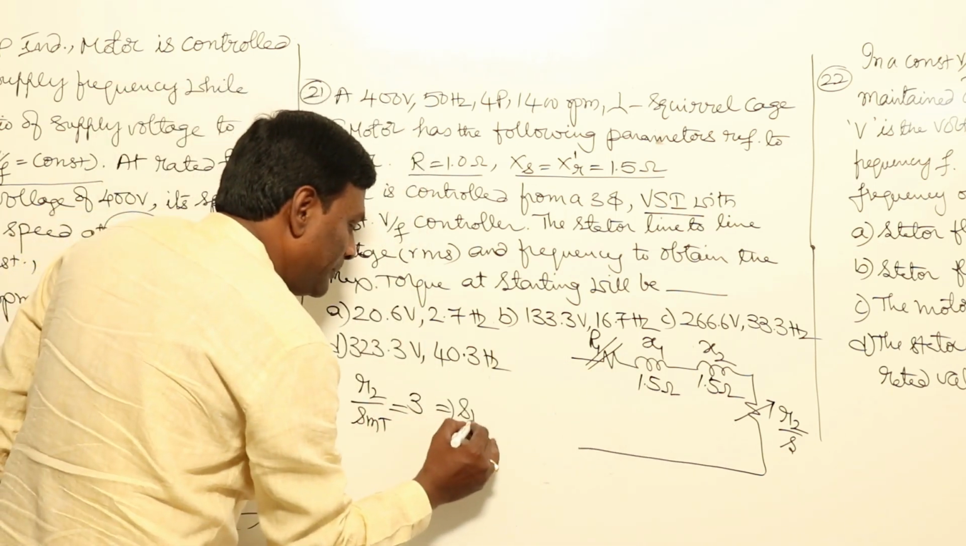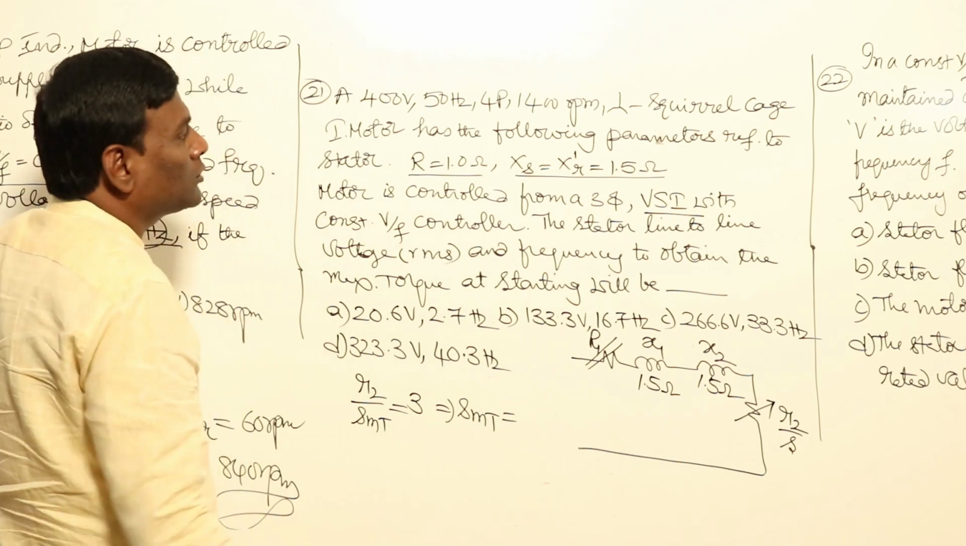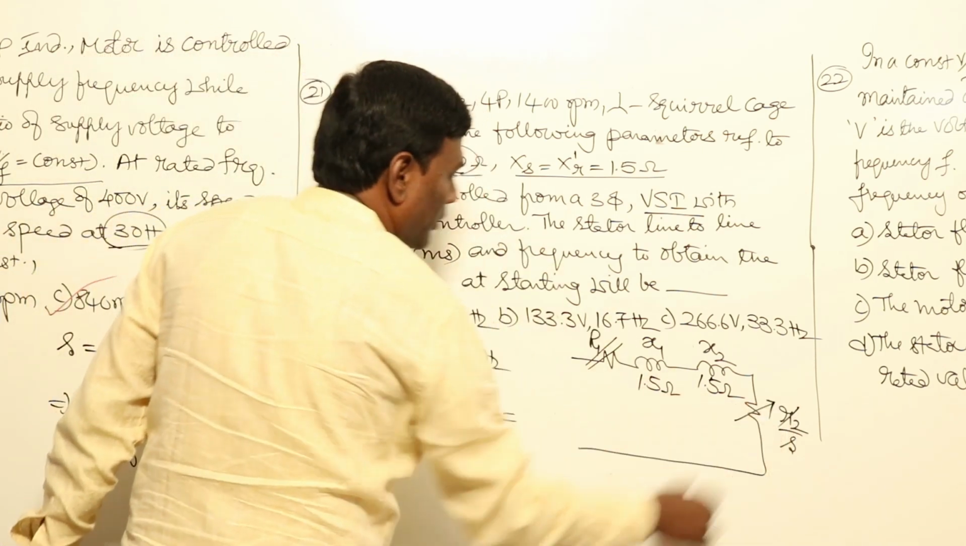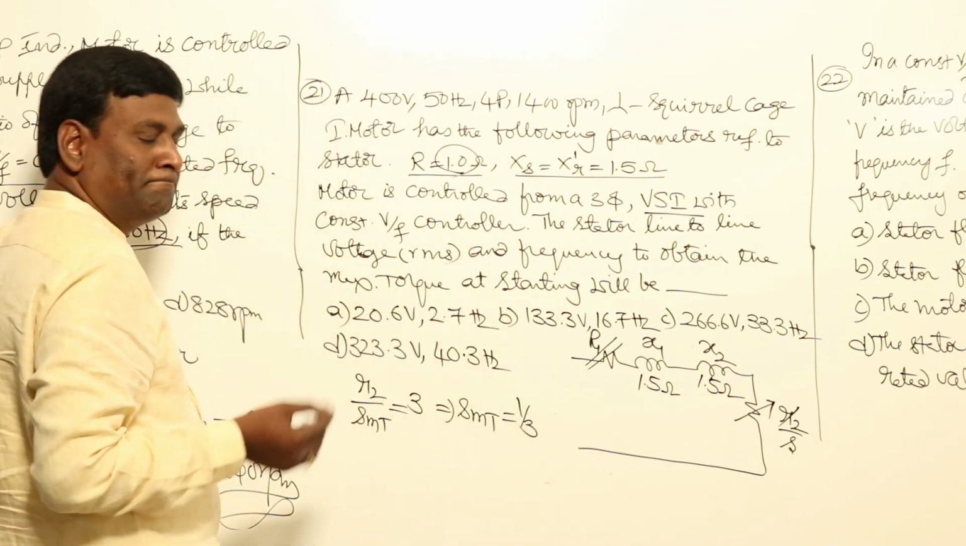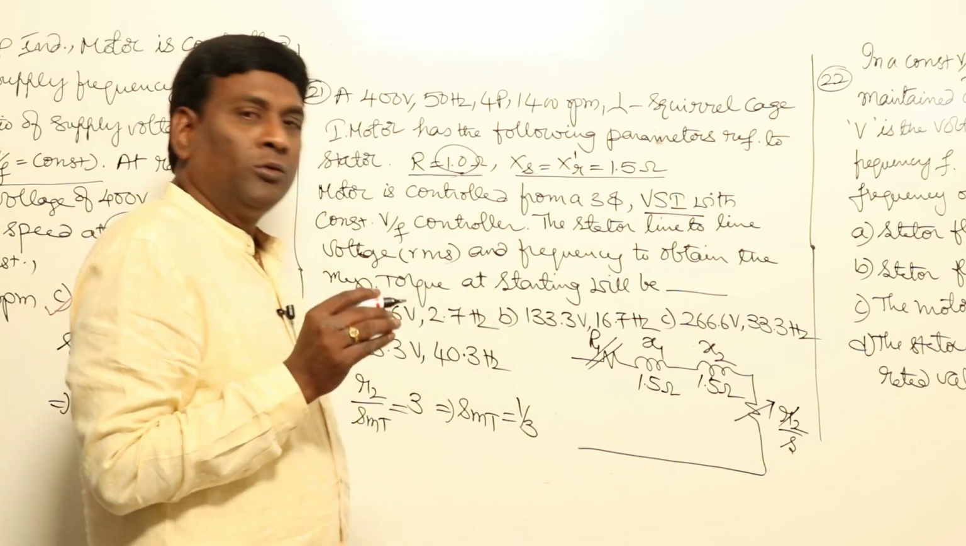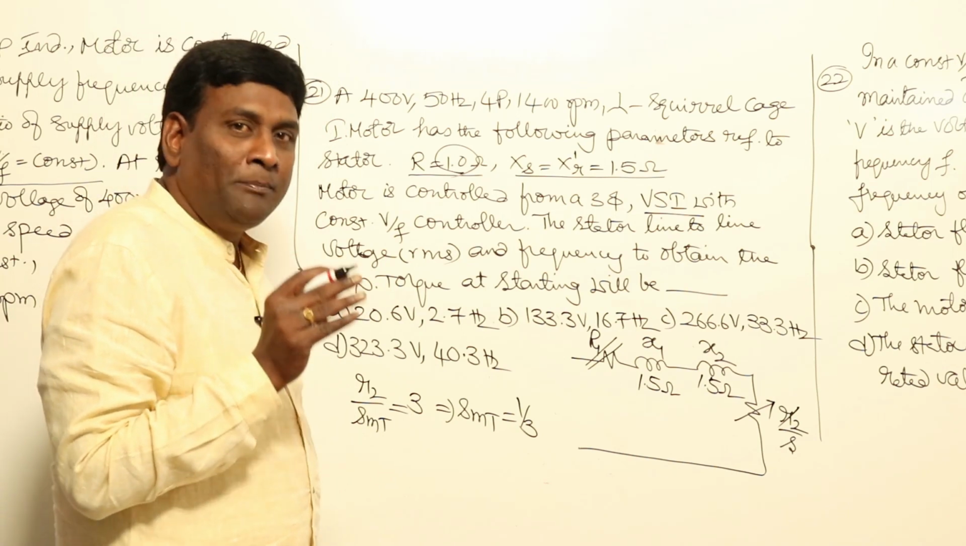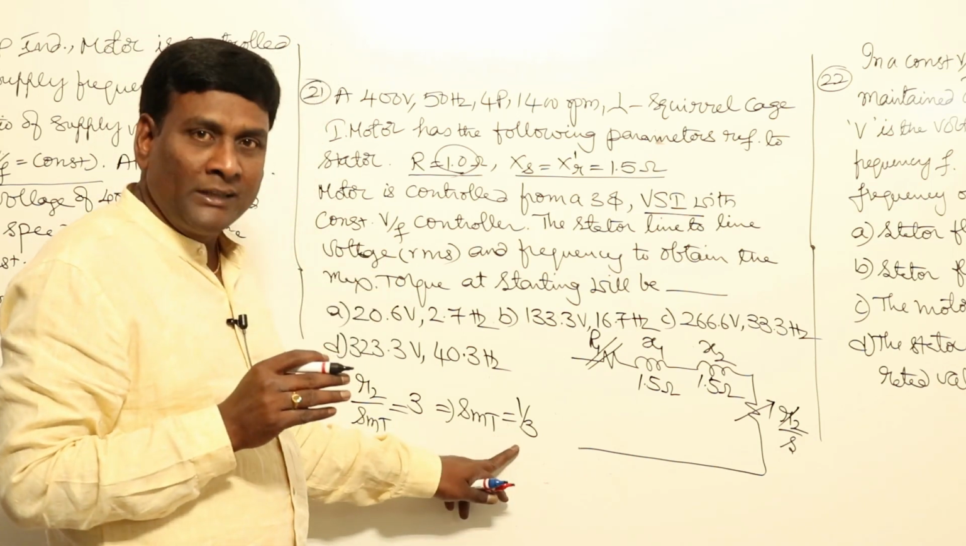So what is the slip at which maximum torque occurs? R2 is 1 ohm, so this is going to be 1 ohm. So S_MT equals 1 by 3. Problem solved. The point here is very simple: the slip at which maximum torque occurs is 1 by 3.